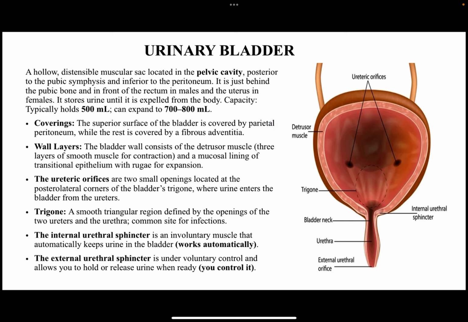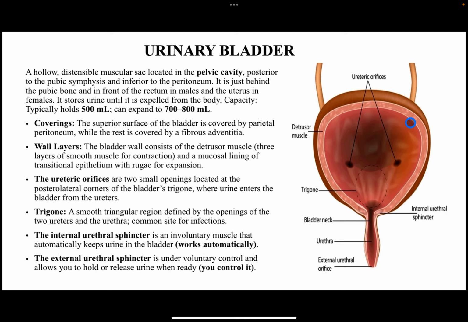Okay, and the bladder sits in front of the rectum in males and in front of the uterus in females. We said that it stores urine until it is expelled from the body. It can typically hold about 500 ml, but it can expand to a capacity of about 700 to 800 ml of urine.